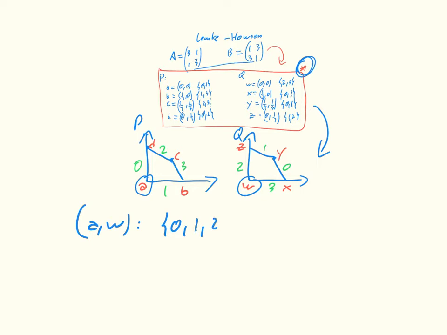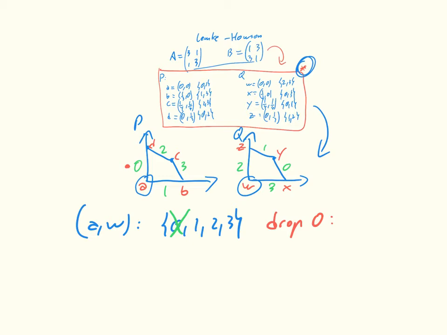Now at this stage, we make an arbitrary choice to drop any one of these labels. So we're going to drop 0. We look at our polytopes and we have to identify from which of the polytopes we are dropping it. Well, we can see that 0 is here, out of A and W, 0 is here. So we're dropping it from P.